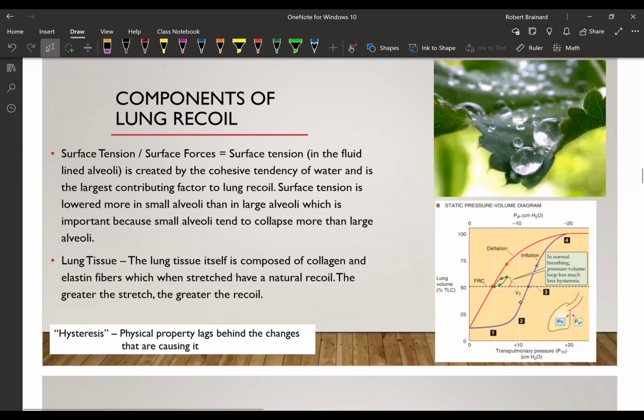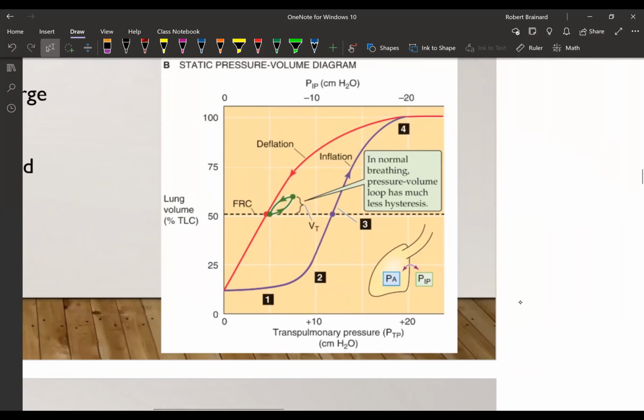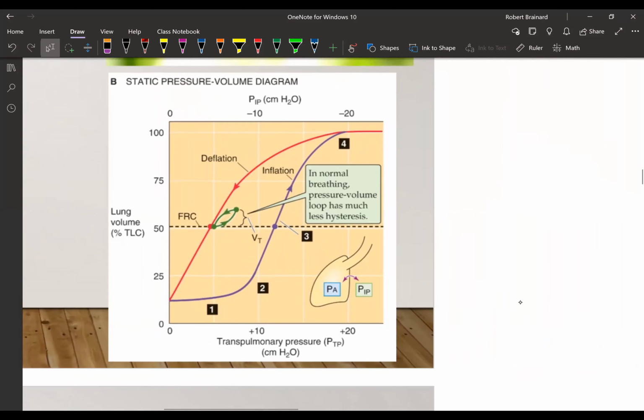So it's when the physical property lags behind the changes that are causing it, right? So we normally in this curve are moving or breathing at FRC. So we're breathing right here, right? We're staying within that small area. So we're breathing in, transpulmonary pressure is increasing, and then we're exhaling because we're only moving 500 mils. Does that make sense? A tidal volume is only 500 mils.